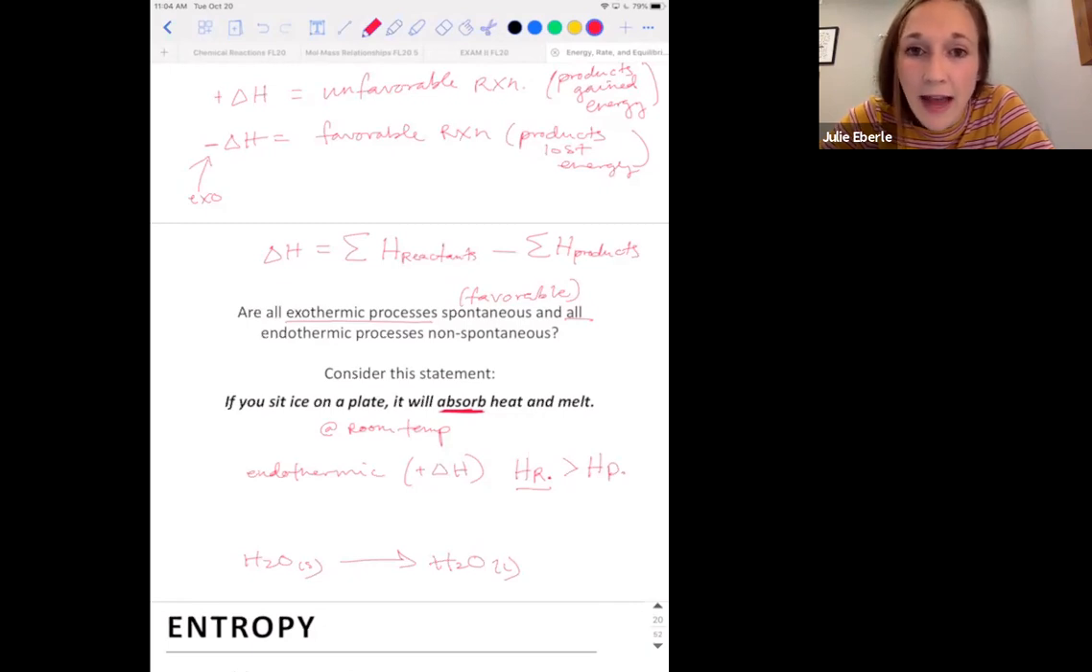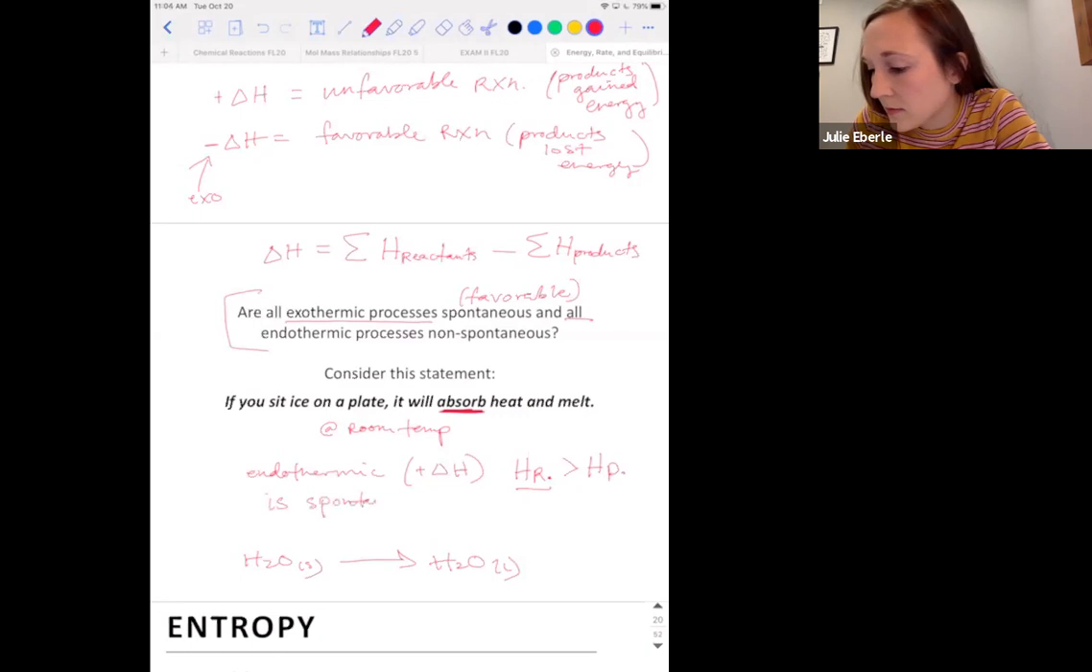Spontaneous, right? You don't have to add anything. You don't have to do anything. So here we have just answered our question. Are all exothermic processes favorable and all endothermic processes non-spontaneous? No, we have an endothermic process, or reaction, that is spontaneous. Or I'm going to write favorable. So it's endothermic and it is spontaneous.